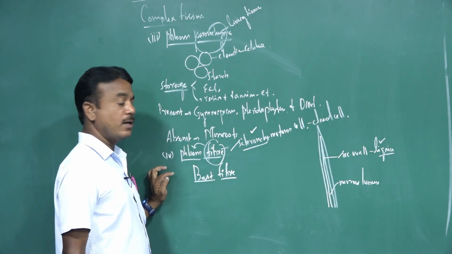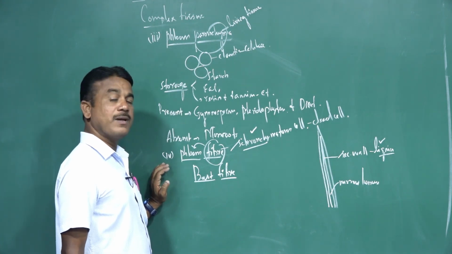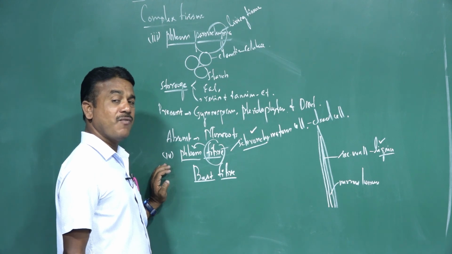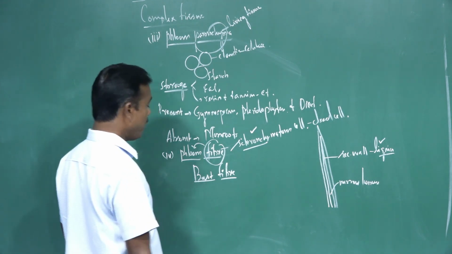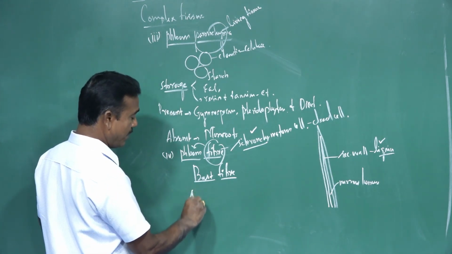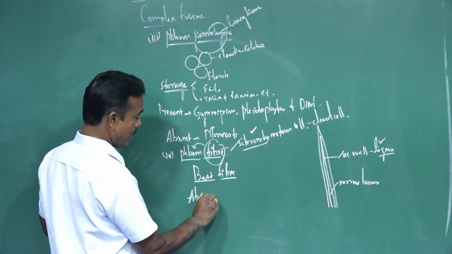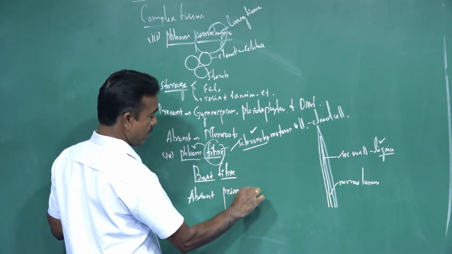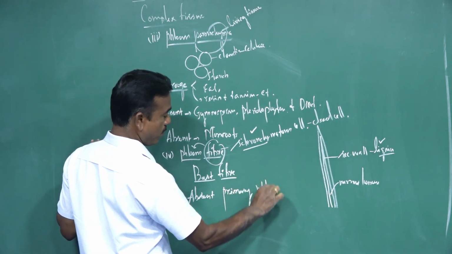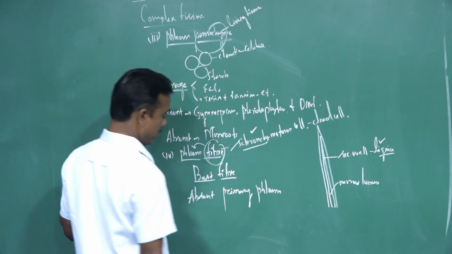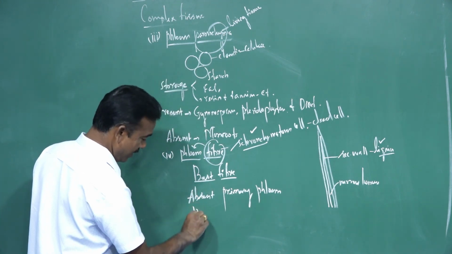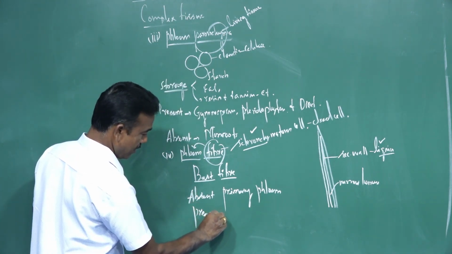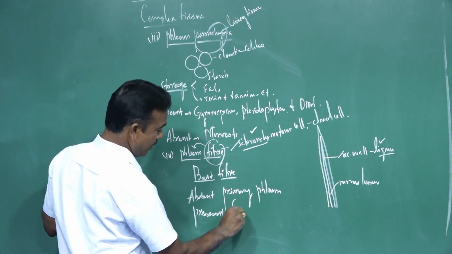In plants, where can phloem fiber be present and where can it be absent? Phloem fiber is generally absent in primary phloem, but present in secondary phloem.